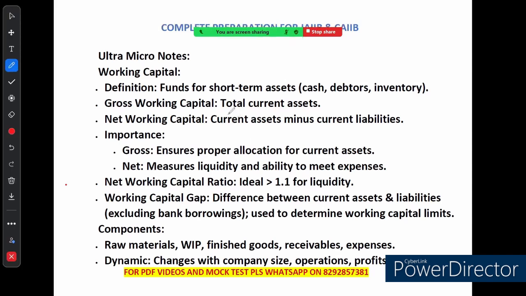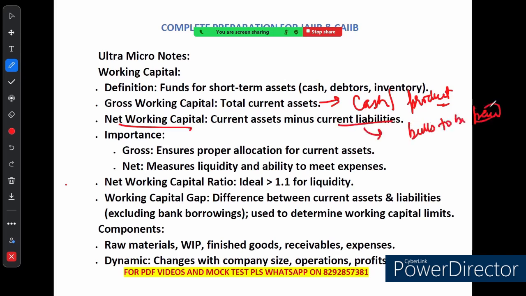The total amount of current assets a business has, like cash and products. Whatever current assets a business has, that is called gross working capital. Net working capital is a more important number. It is what is left after subtracting current liabilities. When I say current liabilities, suppose there are some bills to be paid. So current assets minus current liabilities is what is left after subtracting current liabilities from current assets. This shows whether the business can easily meet its short-term expenses or not. So it is crucial to have a healthy net working capital.